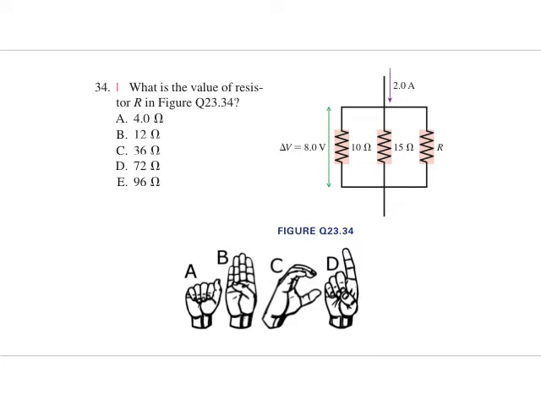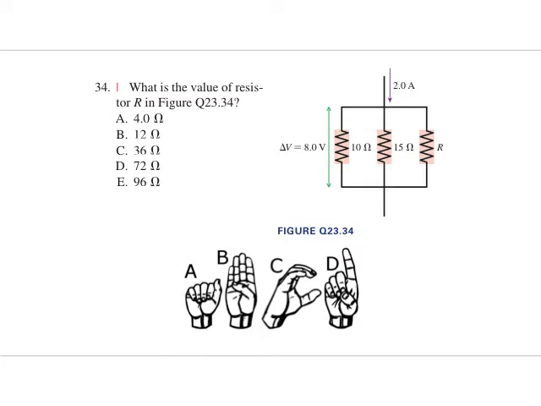Now, there are 2 different ways that you could do this, and we actually solved this in class back in the day. For one, I could say, look, I've got 2 amps through this combination of resistors, and the voltage across them is 8 volts. And so the effective resistance of the whole combination is just equal to the voltage divided by the current. It's equal to 4 ohms. And then I can say, okay, the resistance of a parallel combination is 1 over R1 plus 1 over R2 plus 1 over R3, and you can solve for what R3 is. You could do it that way.